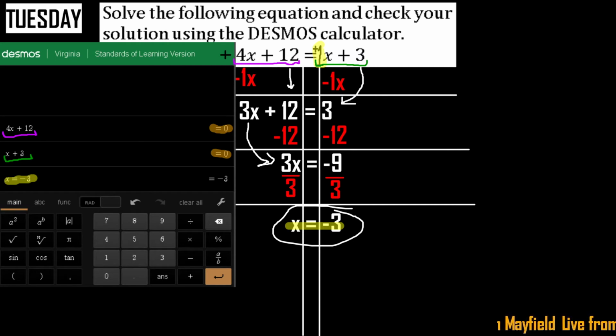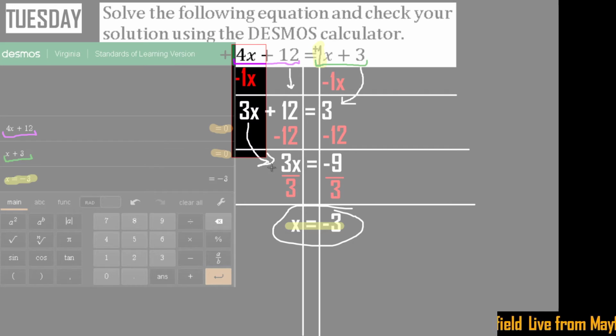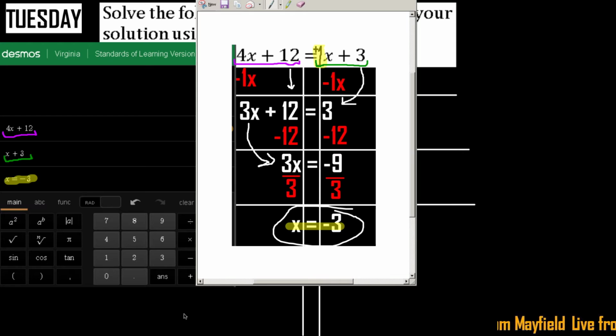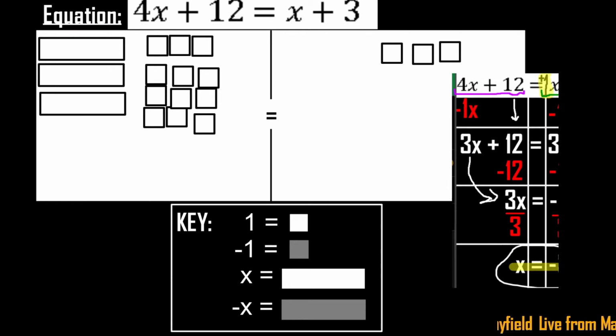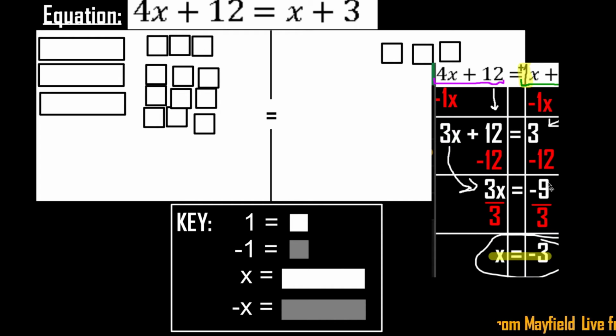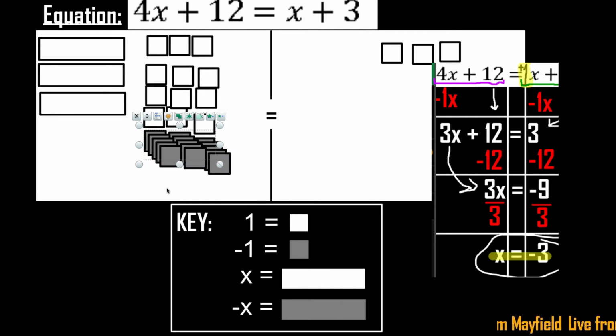Let me take a quick snapshot of this. That way I can see where we're at. Copy and paste. All right. So now, all right, so we're on this step right here. We have 3x plus 12 equals 3. So now we have to add 12 negatives to both sides. Say 1, 2, 3, and I can copy paste a couple times.